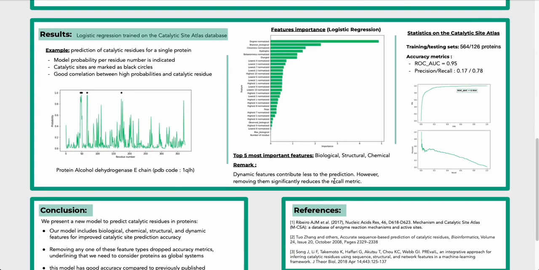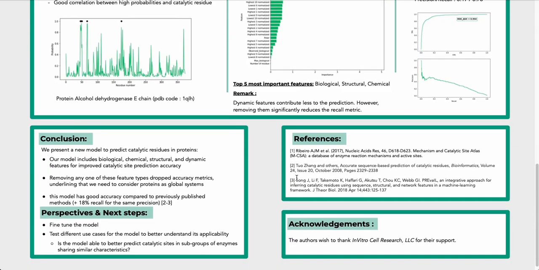0.78. So to conclude, we present here a new model to predict catalytic sites in proteins. Our model includes all kinds of features: biological, chemical, structural, and dynamic features. And the idea is to improve catalytic site prediction. What we have observed is that when we remove one of those features, it drops the accuracy metrics significantly, underlining the fact that we need to consider a protein as a global system. What we have achieved is a model with good accuracy compared to previously published methods.